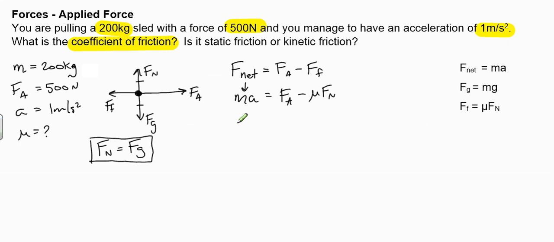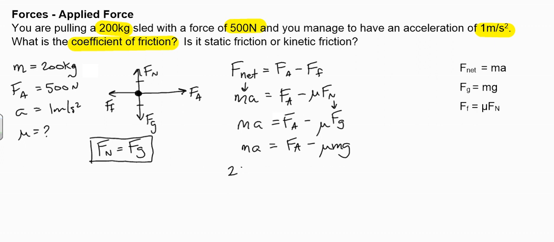So I'm going to take my MA, bring it down, my FA, still the same, and replace the FN with FG. Because we're making sure everybody knows what they're doing, I'm going the extra step. MA is equal to the applied force minus mu Fg. And Fg is equal to the mass times gravity. That's always true. We now have all of our stuff sorted out: the mass, the acceleration, and we know gravity is 9.8. We can put our numbers in and solve this question.